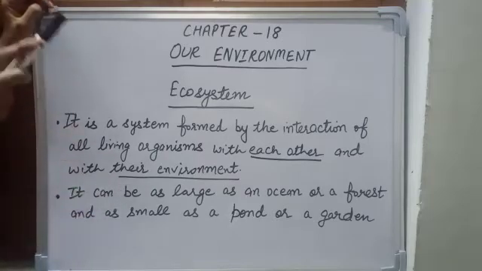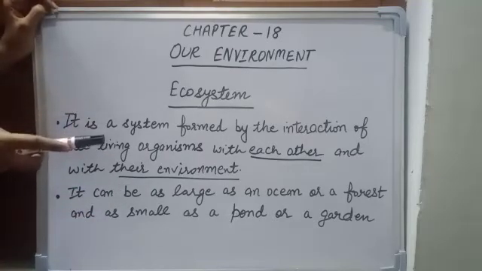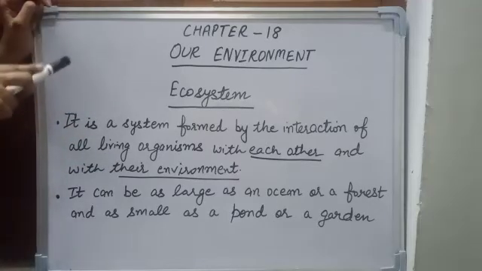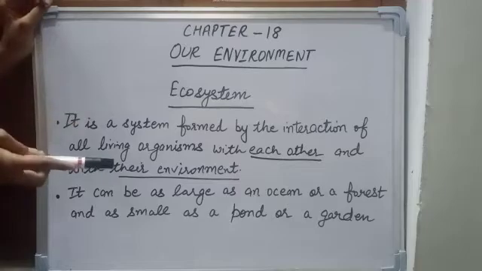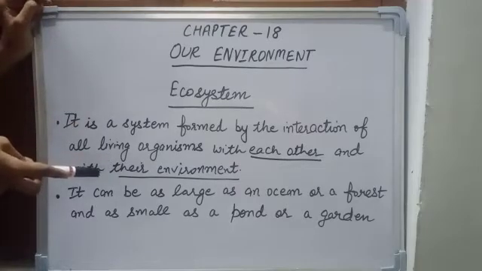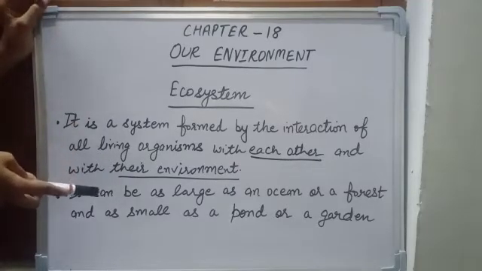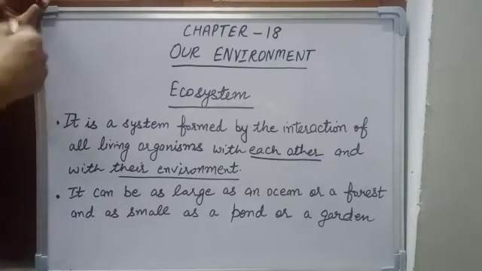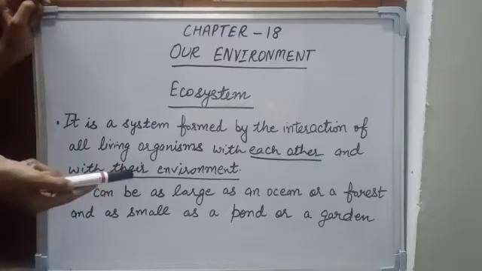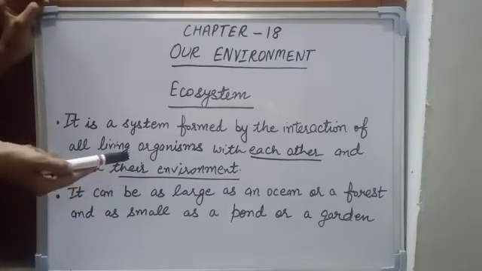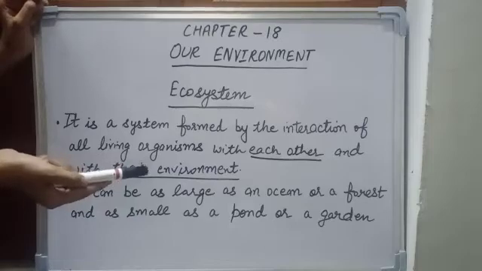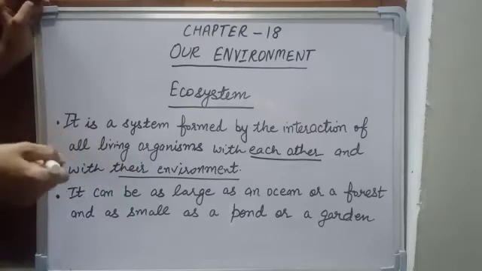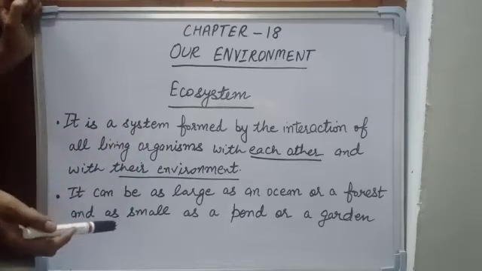Like animals, birds, insects, they are dependent on plants for their food. And likewise, plants are also dependent on animals for carbon dioxide. But these living things also depend on non-living things like air, water, land, soil, temperature, rainfall, as they need all these things for their survival.